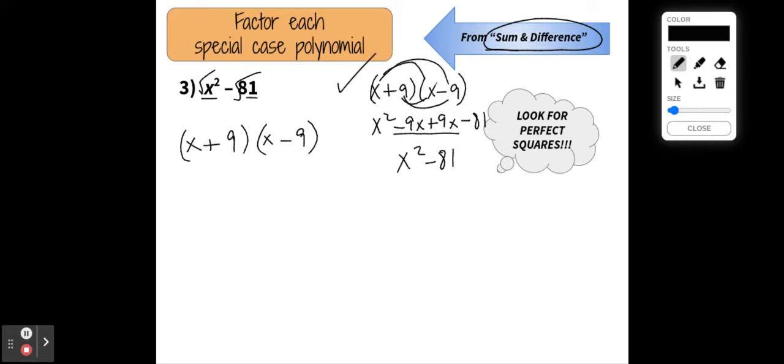But this is from sum and difference, where those middle terms canceled out when you have a plus and a minus, and they're exactly the same. That's where that's from. Okay, so let's do one more. All right, here's this one.